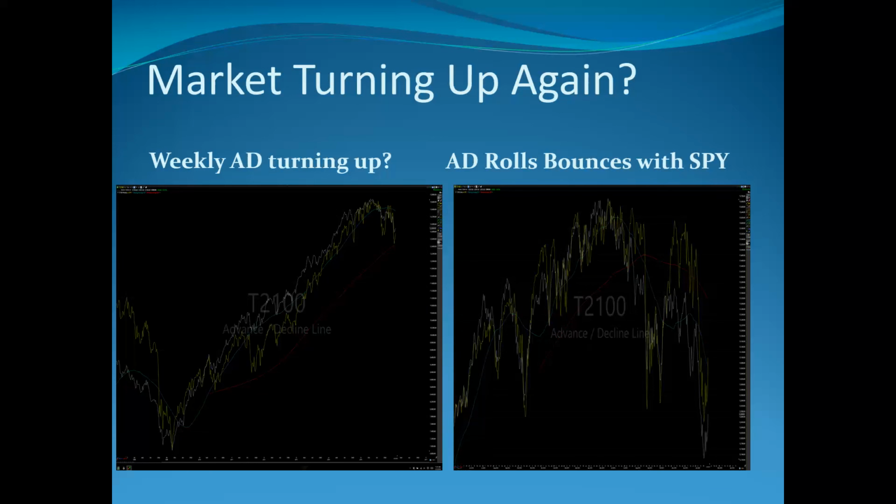If you look at the AD line, it's hard to see, but the white is the AD line, the yellow is the Spiders, and you can see that on the weekly we turned up this week, and on the daily we turned up as well.